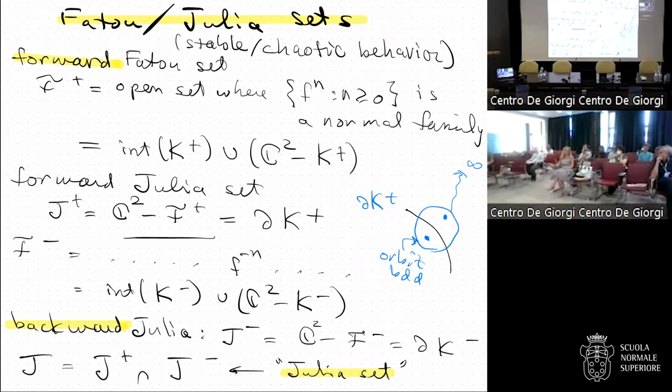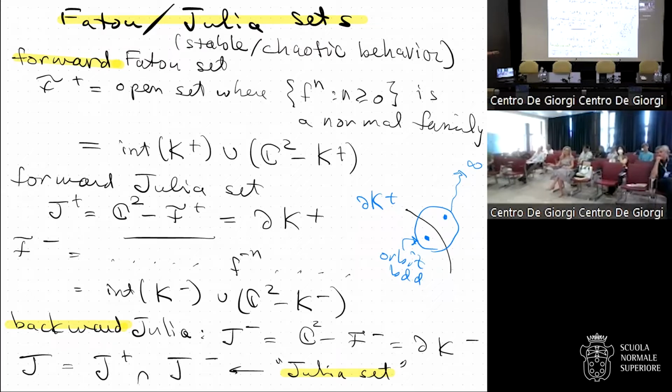And the complement of the Fatou set, by definition, is the Julia set. So this is where, if there's going to be chaotic behavior, this is where it'll take place. And it's easy to check this is the boundary of K plus.